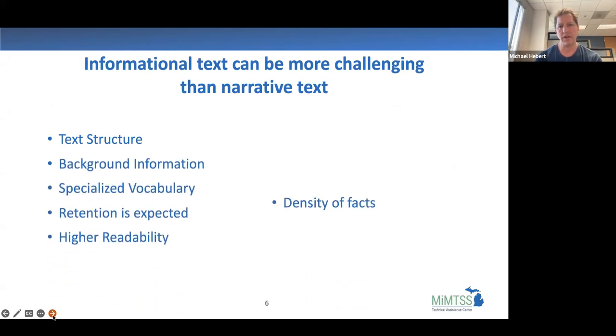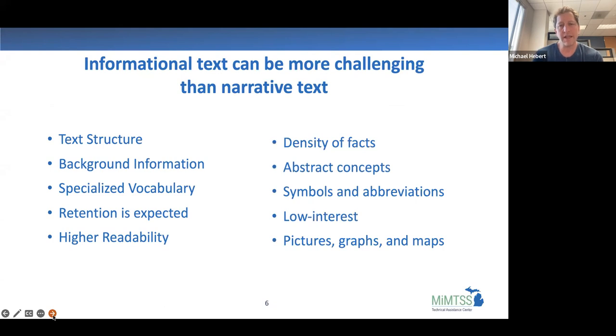Here's a couple of other things. You know, the density of the facts that kids learn, right? They may be learning a lot of new facts, but then it's really dense. You're learning all of these facts at the same time, right? Informational text might use symbols and abbreviations or graphs or pictures or maps that are also not necessarily familiar. And in some cases, some of this stuff might not be the highest interest or highest readability level for kids. And so some of those things might be challenging as well.